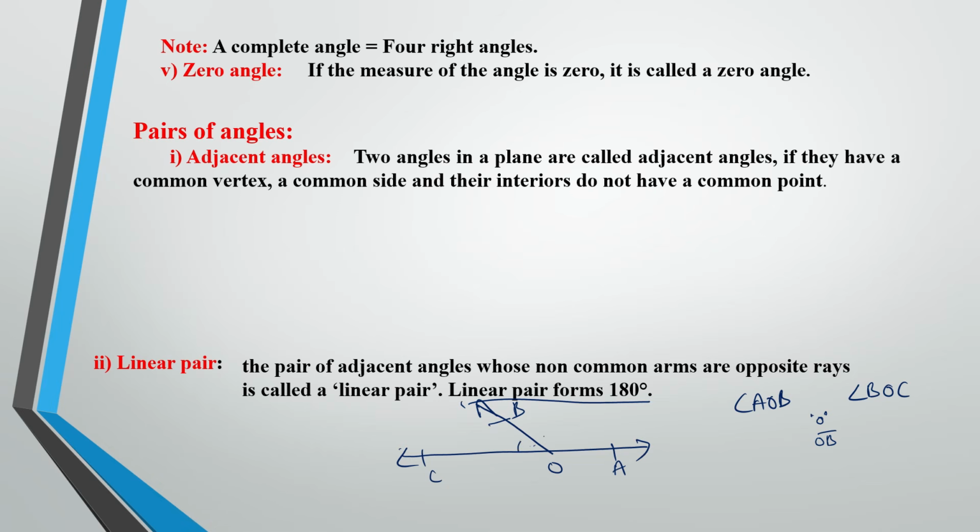Then the sum of linear pair angles is equal to 180 degrees. That means angle AOB plus angle BOC is equal to 180 degrees. The sum of the two linear pair angles is equal to 180 degrees. You need to notice that. Okay, this is about linear pair angles. Two adjacent angles are linear pair angles if the non-common arms of the adjacent angles form a straight line.